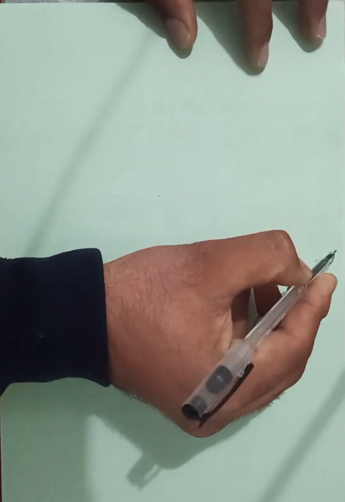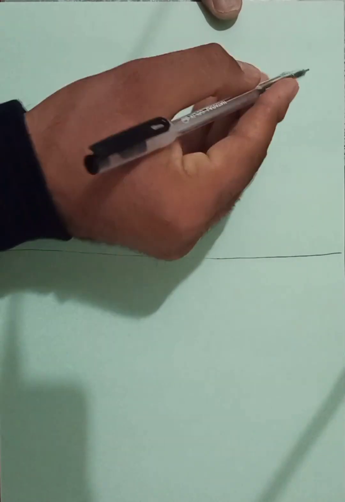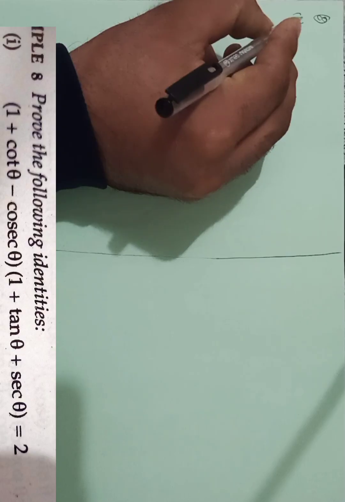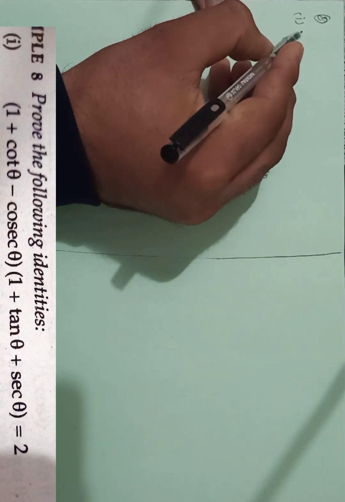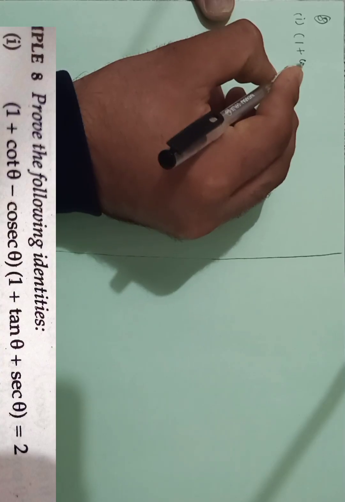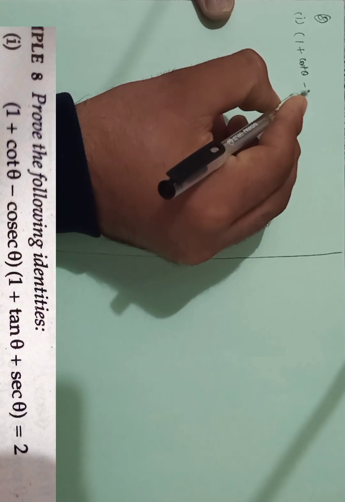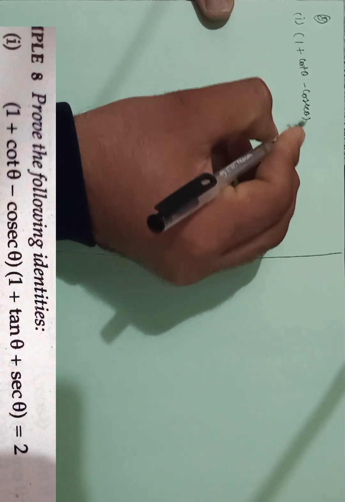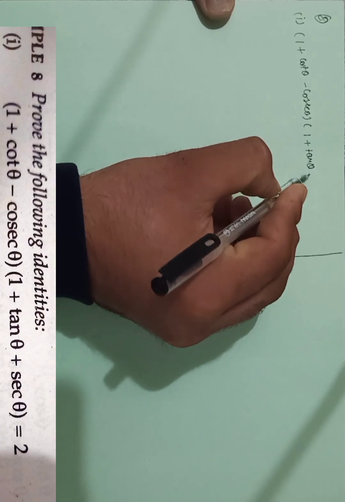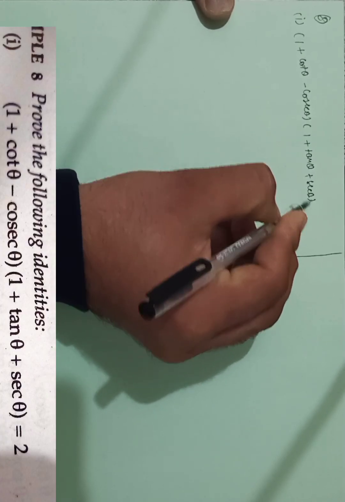And so, starting without delay, the very first question you have to encounter is question number one of exercise eight, which you can also see on your screen. This is (1 plus cot theta minus cosec theta) multiplied by (1 plus tan theta plus sec theta), and you have to prove this equals 2.